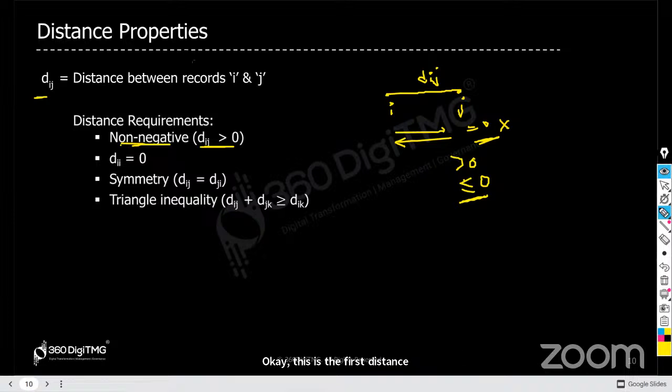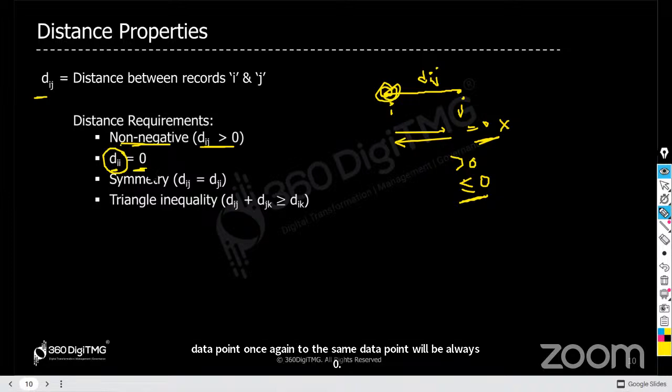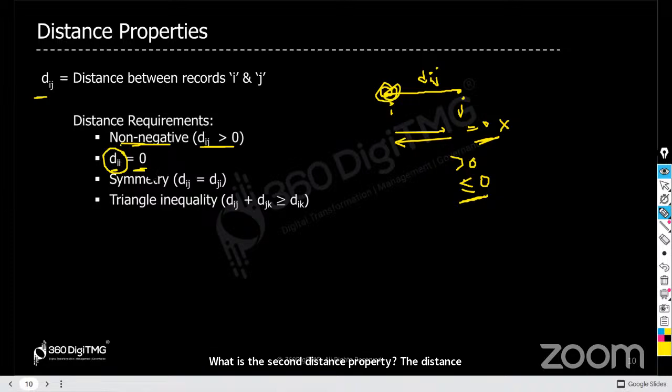Coming to the second property. The second property is the distance from a specific data point, say, so see here, this is Dii, which means you are traveling from data point I to I itself. So the distance from a specific data point once again to the same data point will always be 0. What is the second distance property? The distance from one specific data point to the same data point will always be equal to 0.